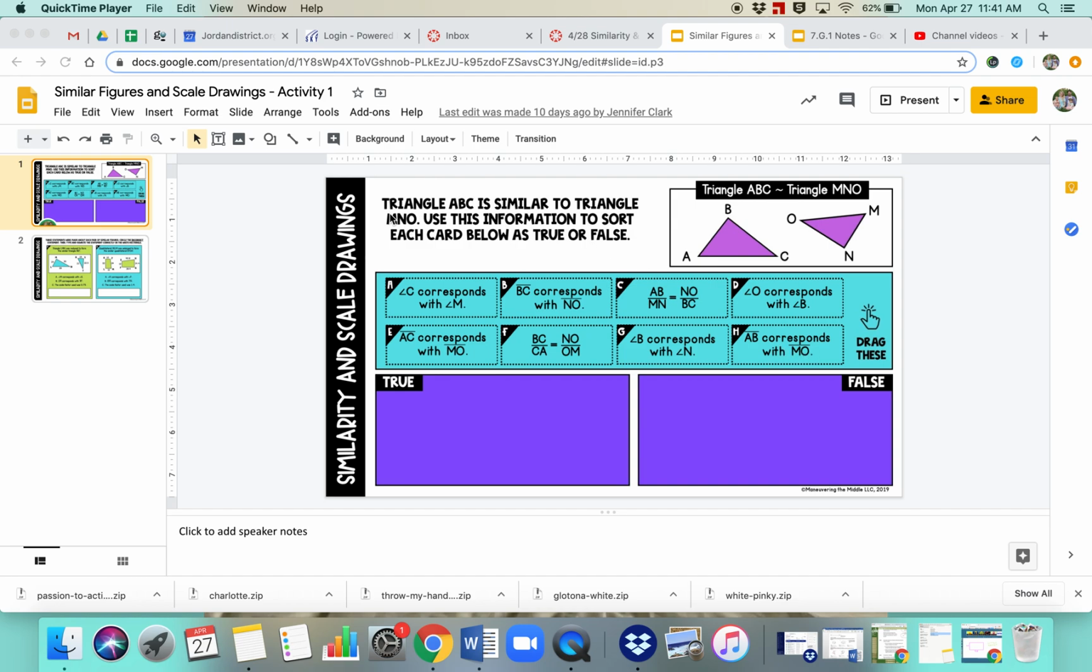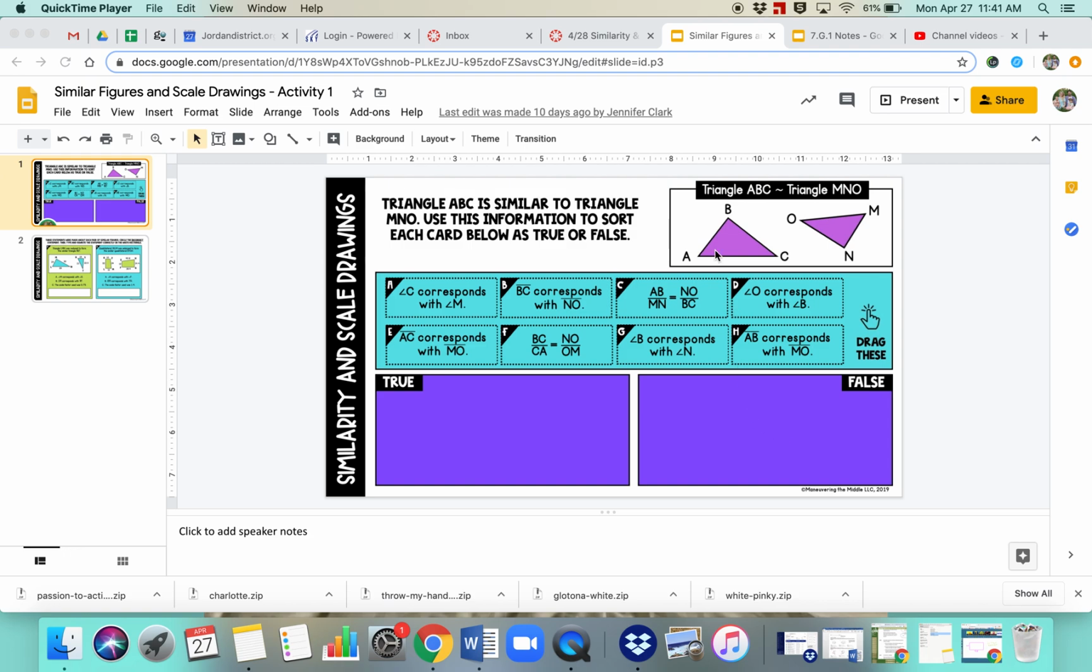AB, MN. Not quite in the triangles' names. Let's see if it corresponds when the triangles are flipped. AB is right here. Flip this around. So N, M, and O is over here. So that's the bottom line, not this side. So this one is a false.